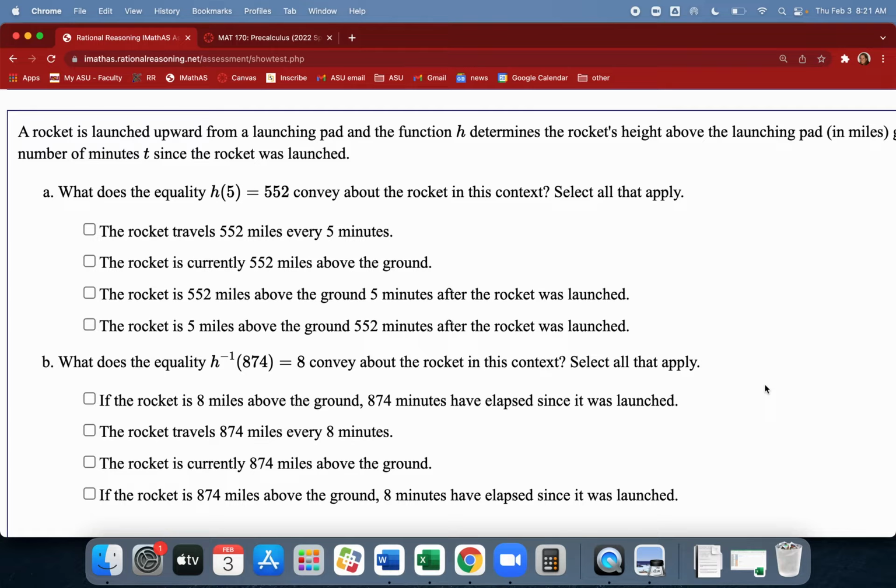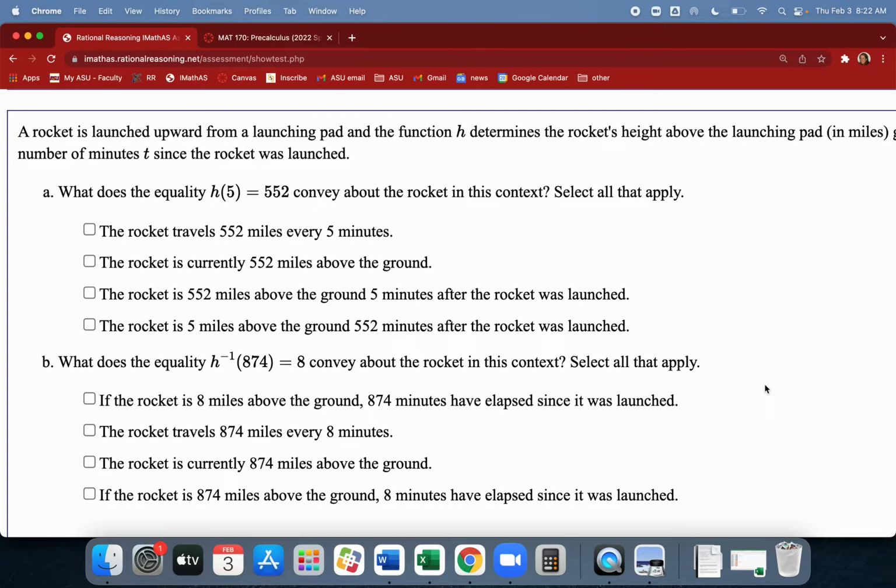So what about for question A? h of 5 equals 552. There are 4 statements there. Only one of them is correct. Which one is it? 1, 2, 3, or 4? 3. Okay. Statement 3. The rocket is 552 miles above the ground 5 minutes after the rocket was launched. So, meaning that 5, the input to function h, is something about minutes, and the 552, the output from function h, is something about miles.